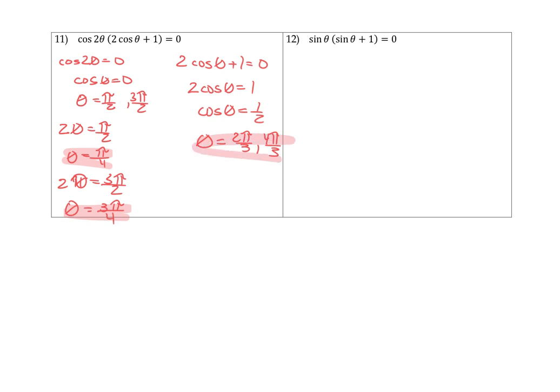Okay, so now we set each of these equal to 0. Oh, I did it again. So I've got sine theta equals 0 and sine theta plus 1 equals 0. So when is sine 0? Sine is 0 at 0 and at pi. Remember, that's the y. Now I'm going to subtract the 1. And sine is negative 1 at 3 pi over 2 at the bottom. So there are our solutions.